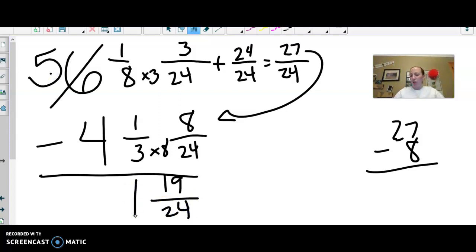We don't always get 1. I feel like the examples we did were all 1 here. It doesn't always work out that way. If you need more help, this is tricky, so feel free to ask. Good luck.